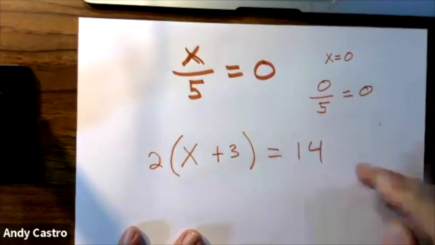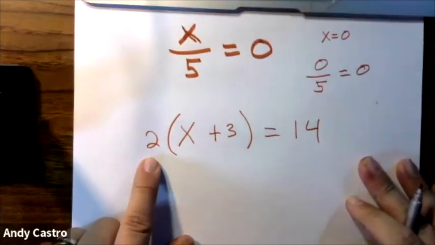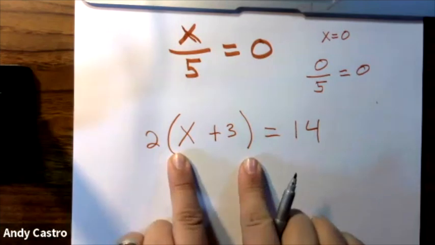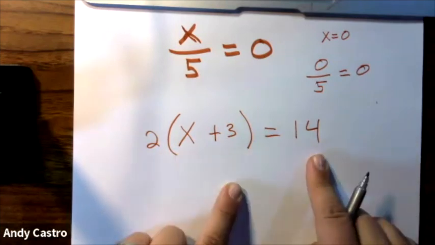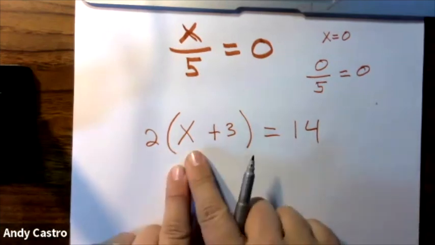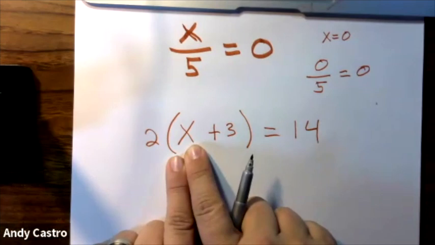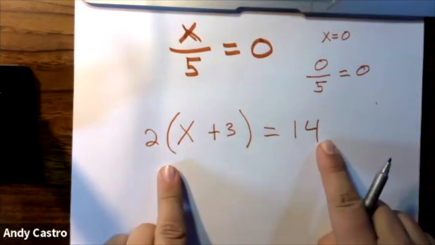Okay, this one's a little bit harder. 2 times the quantity x plus 3 is 14. So what does x have to be in order for this to equal 14?